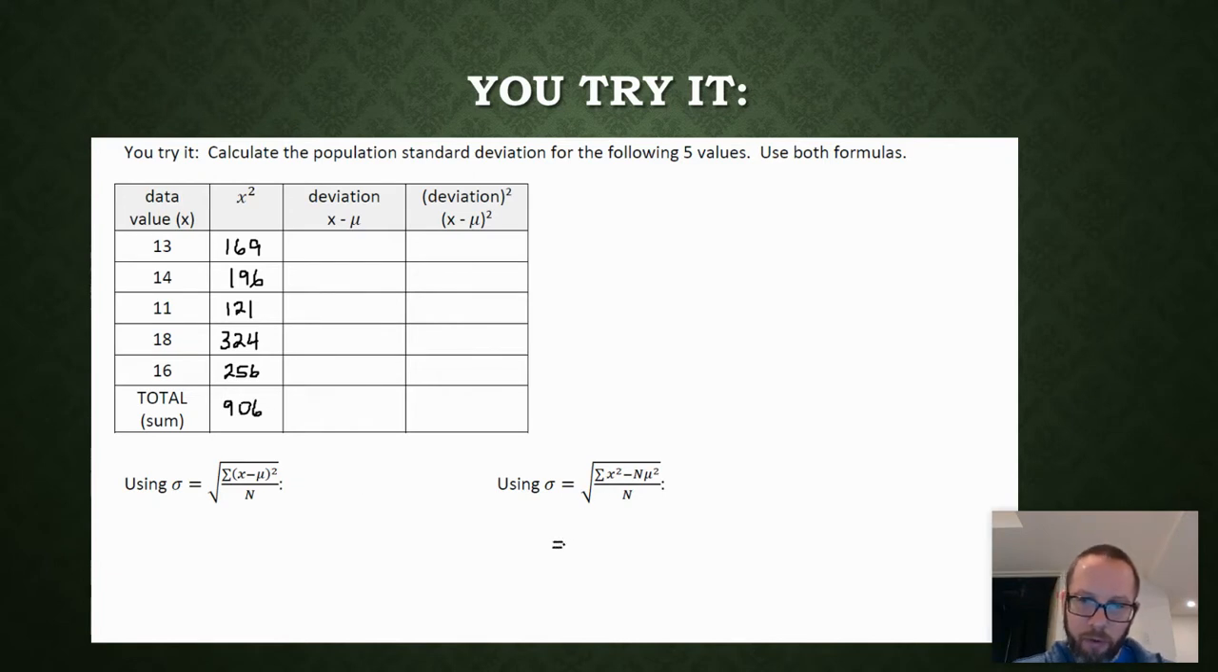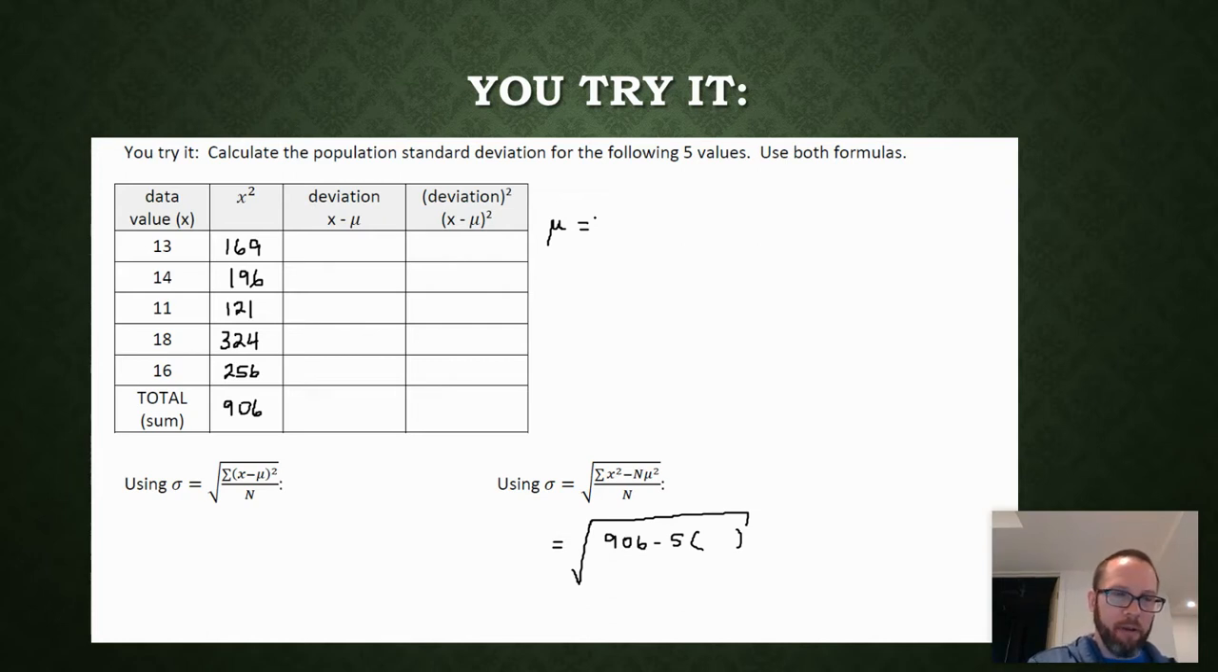So let's actually use this version right away. Let's see what we got. We've done the sum of the data values squared. We got 906. You're going to subtract 5 times the square of the mean. So let's get the mean off to the side here. This is the mean of the data values, 13 plus 14 plus 11 plus 18 plus 16 divided by 5, 14.4.